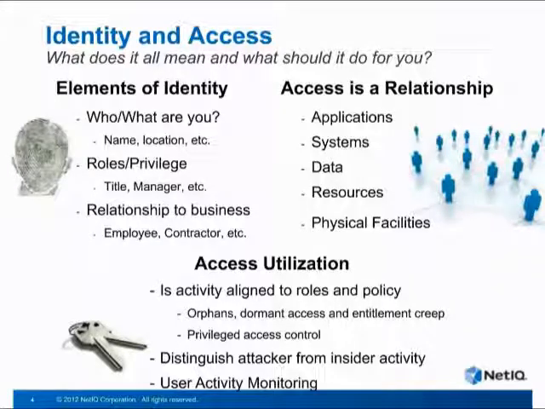The third factor in that interdependency is the utilization. Is the activity that this individual is asking for or is currently using aligned to the roles and policies of the organization? Am I effectively managing privileged access control? And how do I distinguish an attacker from inside activity or outside? Most often, users on the inside are simply trying to do basic things to get their job done, but in some cases, it's not necessarily appropriate or doesn't align to the policies and procedures that have been lined out in the corporate governance statement.